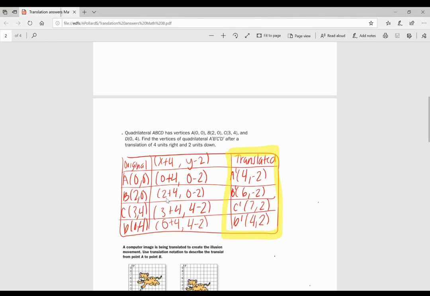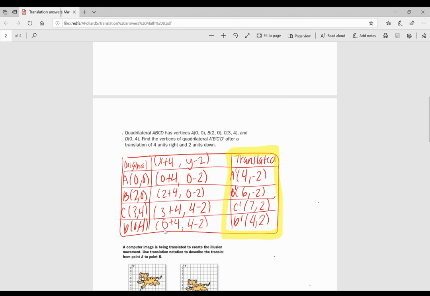Our x value here is 2, so 2 plus 4 is 6. And 0 is our y value, so 0 minus 2 is negative 2. So each time, this is always going to be 4, this is always going to be negative 2. We do 3 here, so 3 plus 4 is 7. 4 minus 2 is 2.